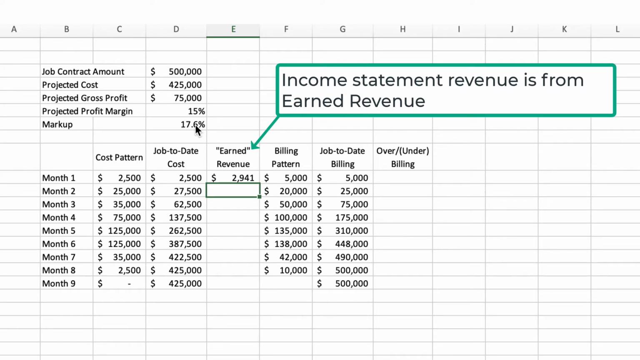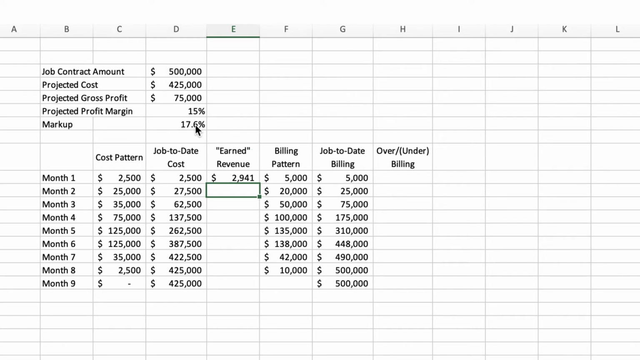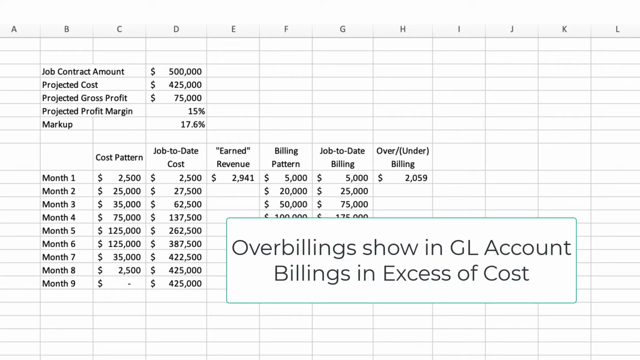The difference between the actual billing and the revenue amount is called overbilling. This amount sits on the balance sheet and will not convert to revenue until you have generated enough cost to have earned it. The name of the general ledger account is usually something like billings in excess of cost.